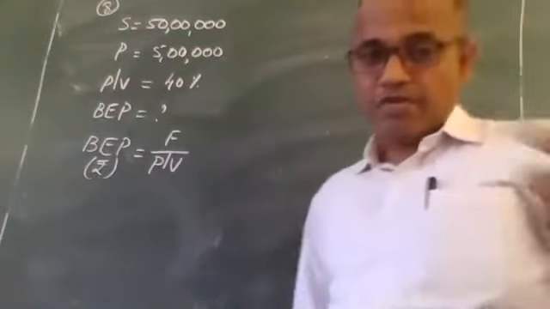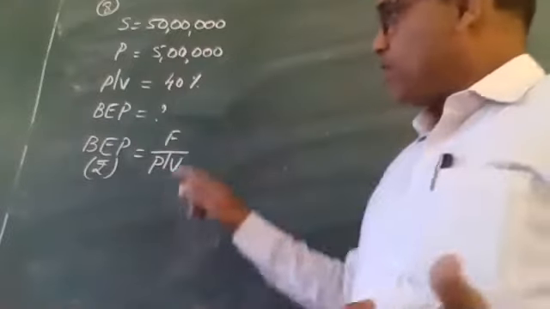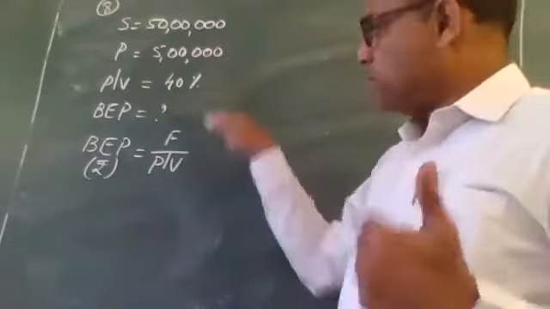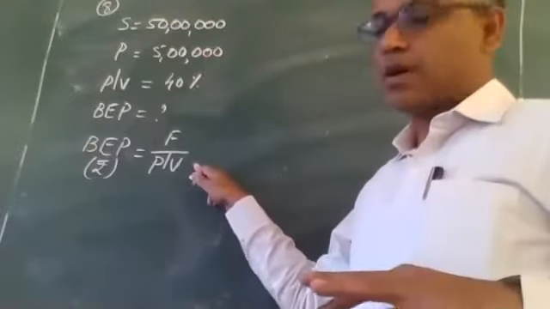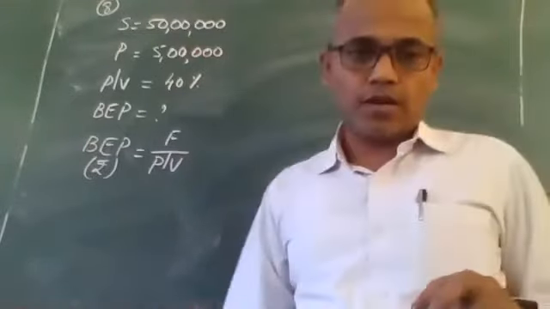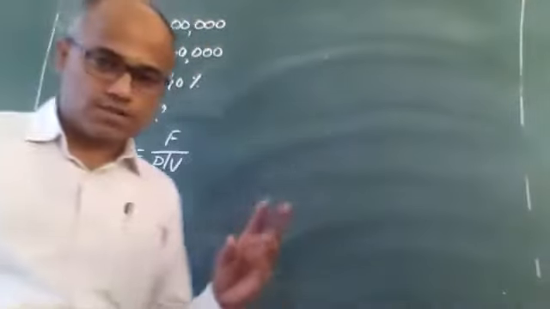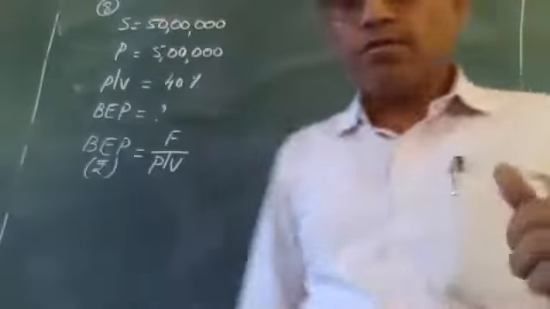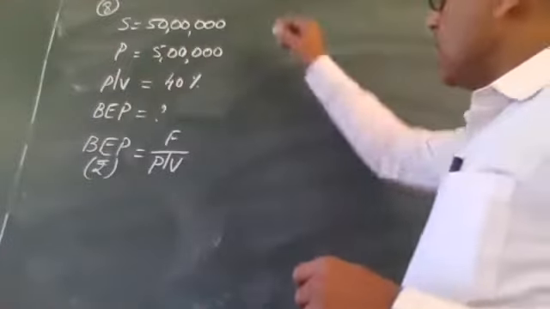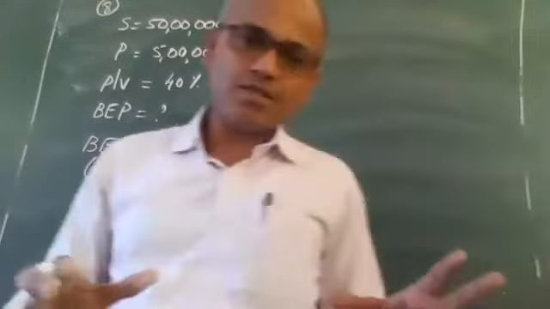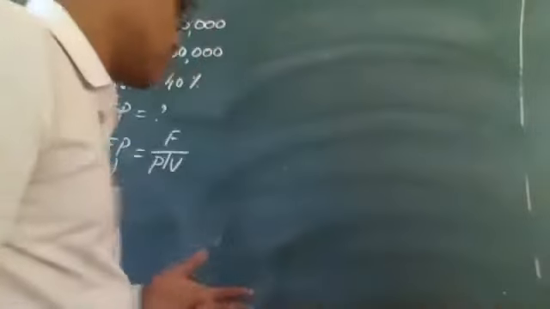Exactly. In the previous numerical, fixed cost was given, we had to find out PV ratio. In this problem, PV ratio is given, the denominator part is given, fixed cost we need to find. Now the question comes, sir, how do we find out fixed cost? You can do it in your own method, but to generalize the things, I'm giving you some technique here.